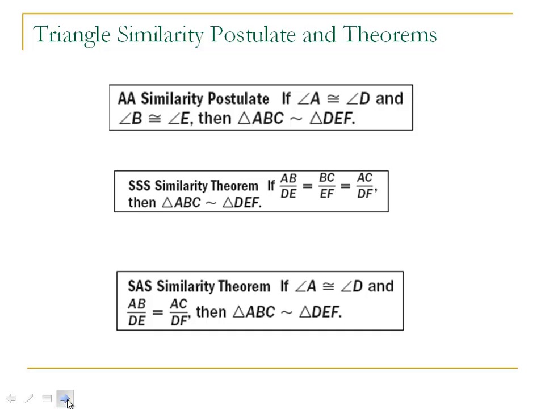So our triangle similarity postulate and theorems. These are the ways that we know that we can say triangles are similar. We've got the angle-angle similarity postulate. We've got the side-side-side similarity theorem. And we've got the side angle side similarity theorem. So you need to be able to recognize when each one of these is used.